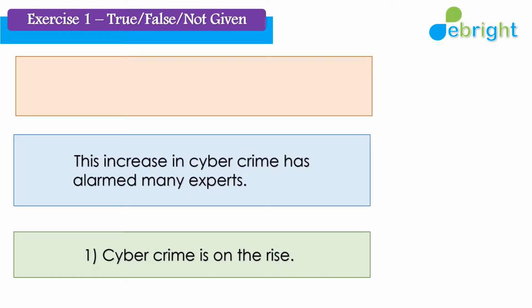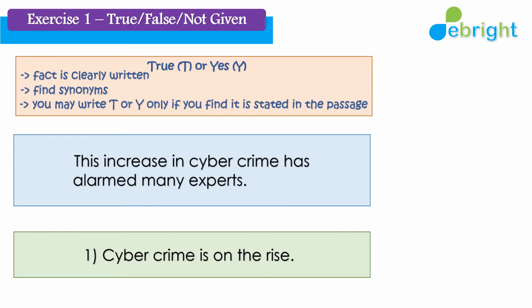Well, let's start with exercise 1, true, false and also not given. Let's see the overview first. True or yes: if the fact is clearly written, then you should find synonyms, and you may write T or Y only if you find it is stated in the passage. Let's read how to do this.